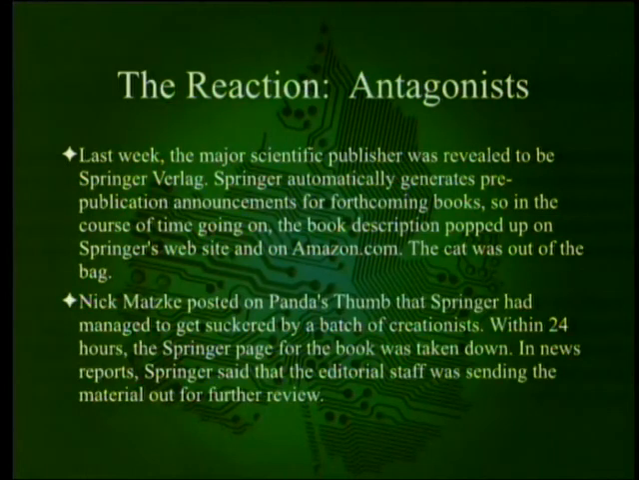Nick Matzke posted on Panda's Thumb that Springer had managed to get suckered by a batch of creationists. Within 24 hours, the Springer page for the book was taken down. In news reports, Springer said that the editorial staff was sending the material out for further review.